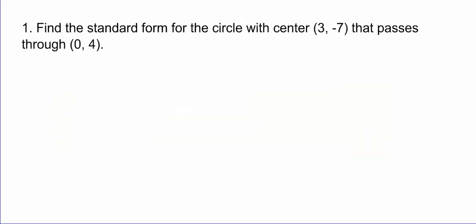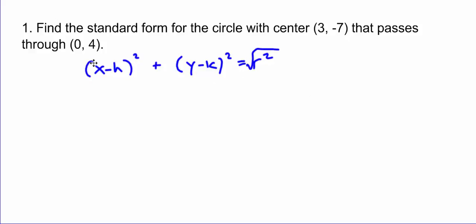First problem, find the standard form for the circle with center (3, -7) that passes through the point (0, 4). One thing I should point out, when we do our circle formula, (x - h)² + (y - k)² = r², really what we're doing is the distance formula. Think about it for a minute. If you take the square root of both sides, all of a sudden this left side now looks a whole lot like the distance formula that you used back in the geometry days and perhaps even prior to that.